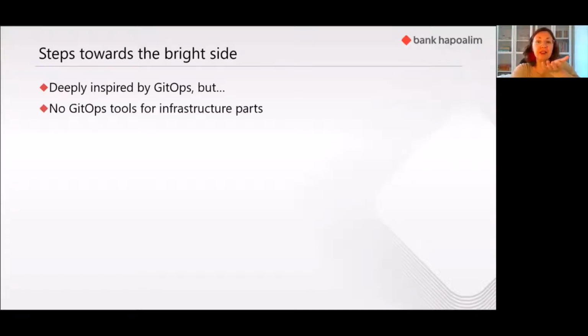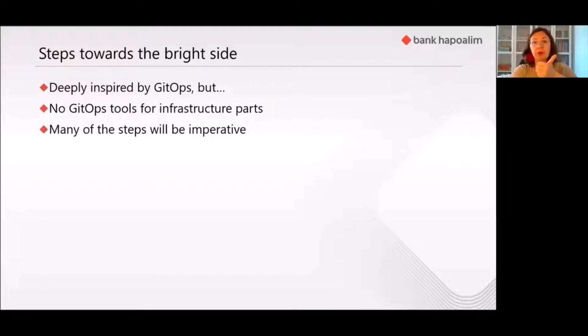We were deeply inspired by GitOps, but no GitOps for infrastructure parts existed, not at least 2 years ago. I mean, how can you create virtual machines with VMware using GitOps? So we realized that many of the steps will be imperative. The following requirements became crystal clear for us.